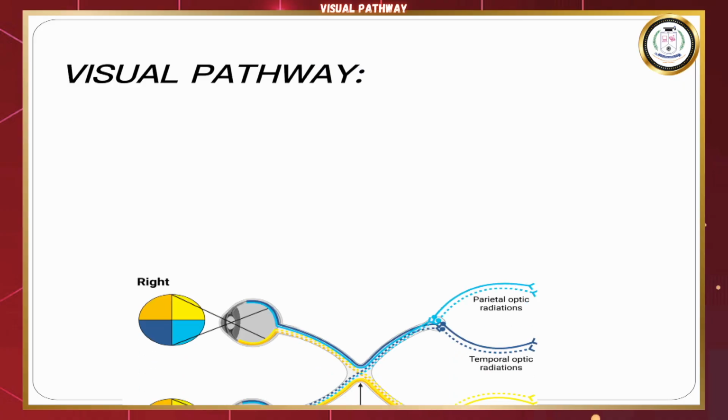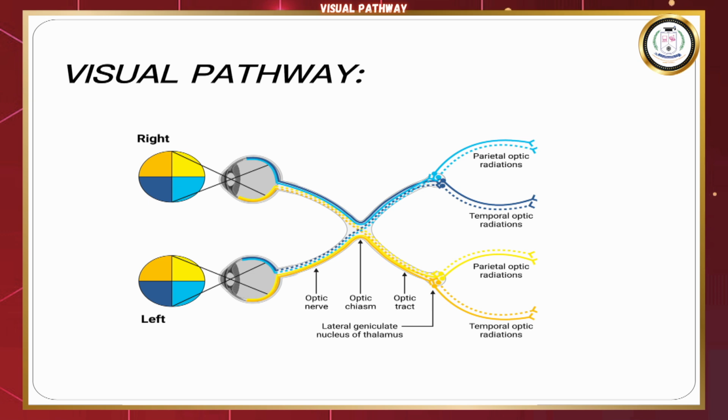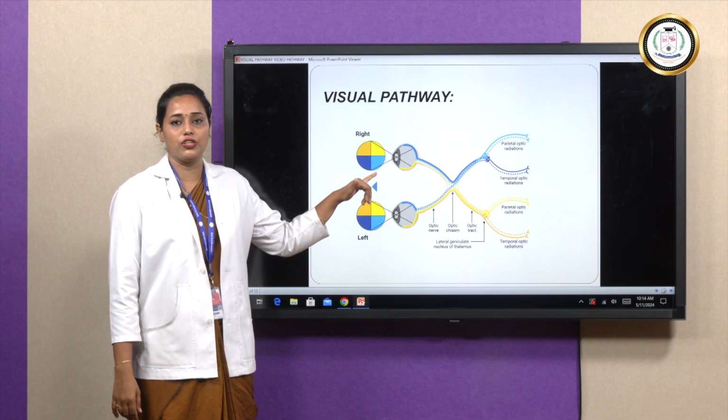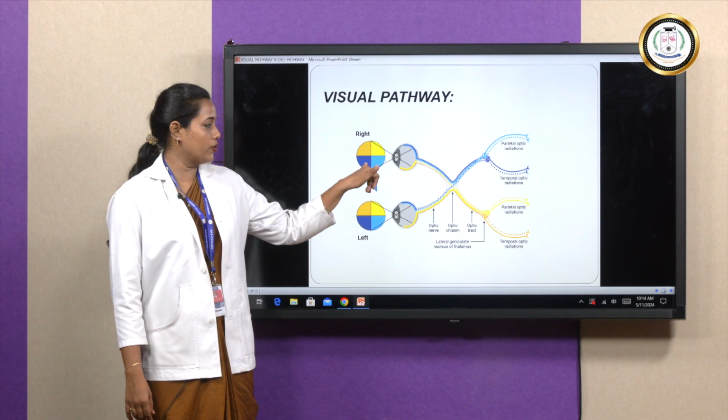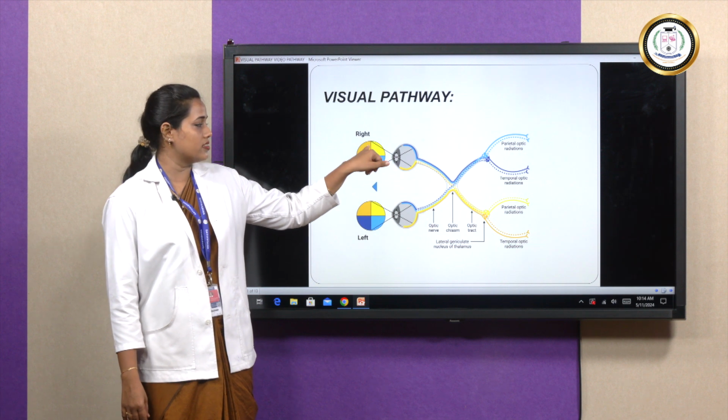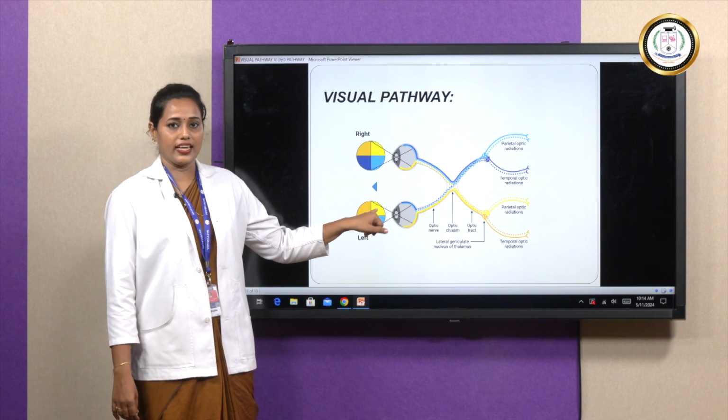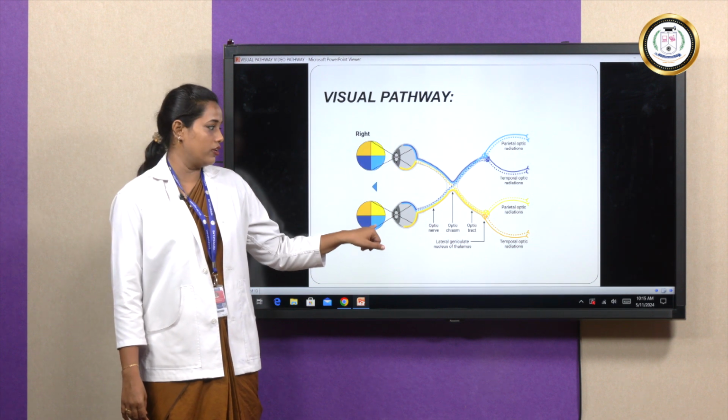So now let's discuss the visual pathway. In the eye we have two fields, the nasal field and the temporal field. The field which is near to the nose is called the nasal field, and the field which is away from the nose is called the temporal field. So here this is the nasal field and this is the temporal field. This is the nasal field here and this is the temporal field.